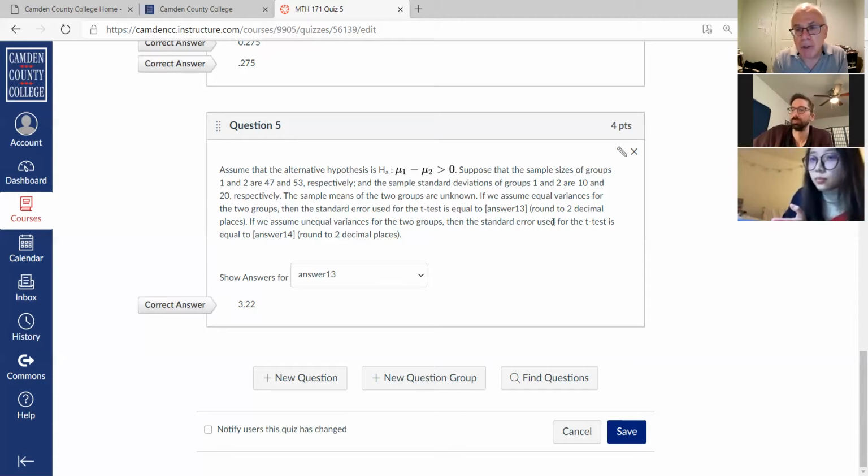For hypothesis tests, the only time I would recommend using the technology is for the difference between two populations, either the difference between two means or the difference between two proportions. Then it might make some sense to use technology.